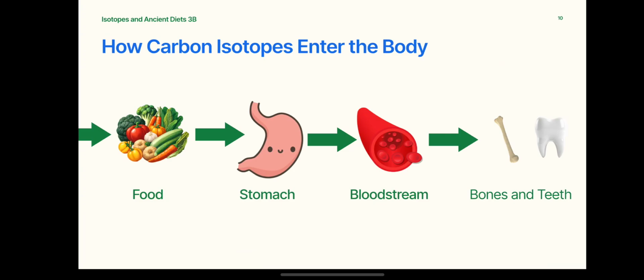So how do these plant signals actually end up in our skeletons? Well, it starts off as food, gets digested in the stomach, and goes through your bloodstream. And through your bloodstream, it gets absorbed by your bones.